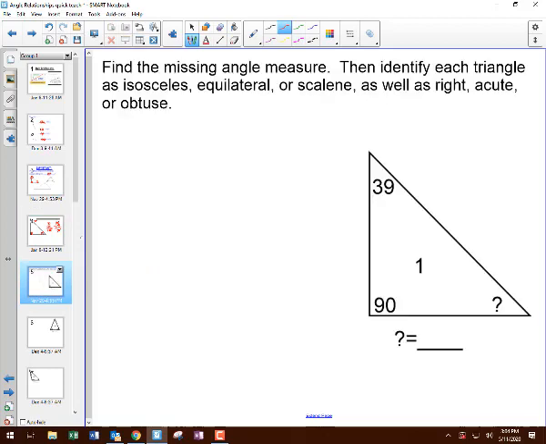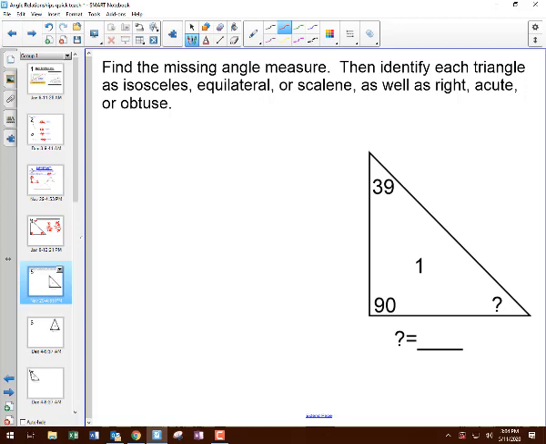Not only do we have to do that in this one, we also have to classify it. Okay, it says identify each triangle as isosceles, equilateral, and scalene. Okay, those are all classifications according to the side lengths of a triangle. And then right, acute, and obtuse refers to the angles inside of a triangle.